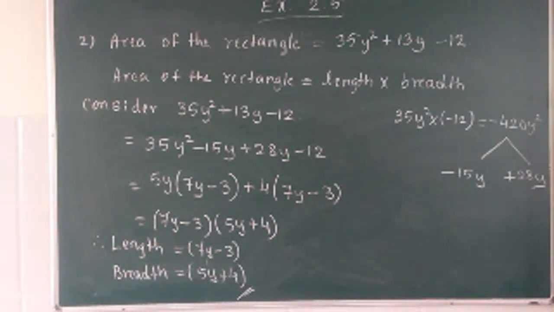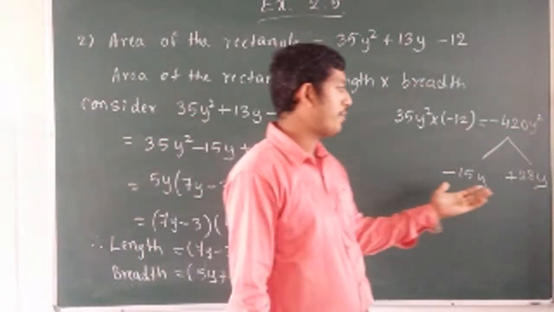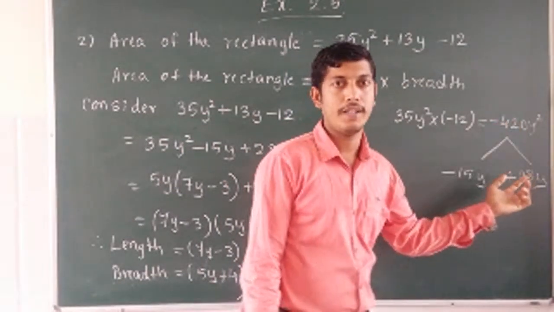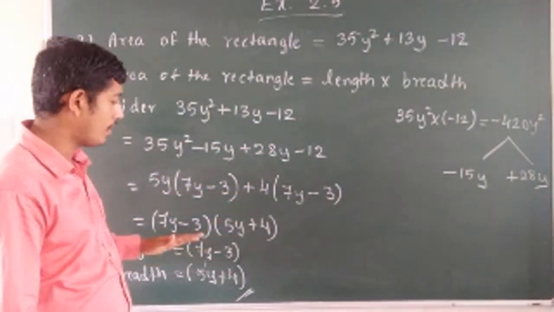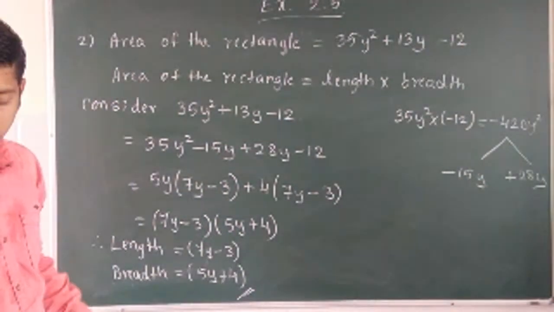So what we have to do here? First step, we have to see whether the term is in the quadratic form or not. Then after knowing that the given area is in the quadratic form, we have to go for the splitting the middle term method. In splitting the middle term method, we have to multiply the first and last term, and then we have to find the terms which after multiplication give the product and after addition give the middle term of this expression. Then we have to take the common term outside and we have to consider one term as length, another term as breadth of the rectangle.